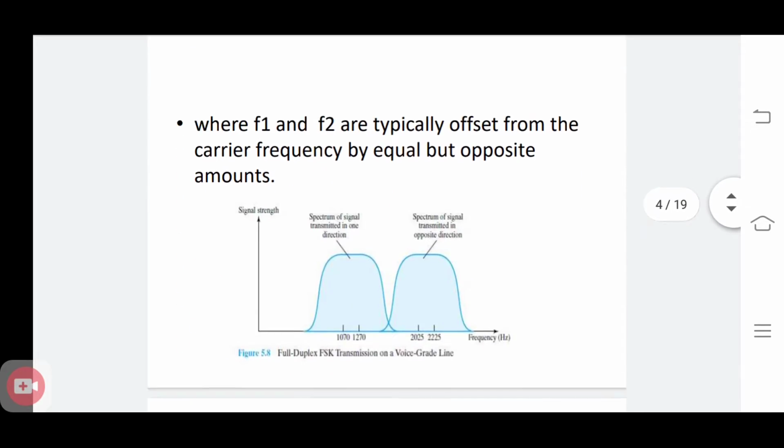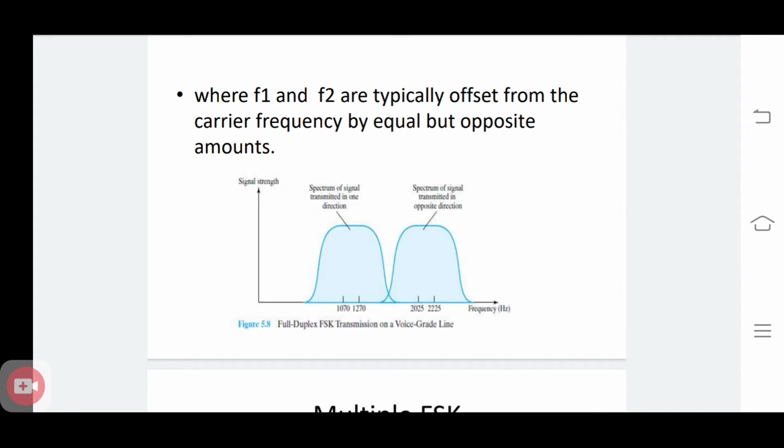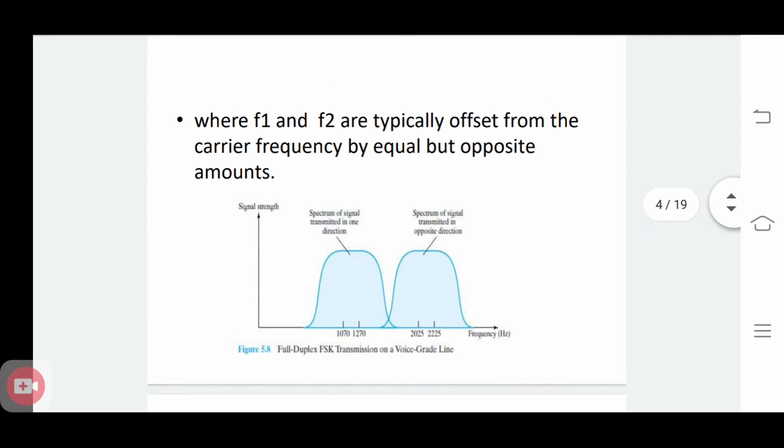And if we are using full duplex FSK transmission on a voice grade line, if we have a graph between signal strength and frequency, we can see a spectrum of the signal that is transmitted in one direction, and also a spectrum of the signal transmitted in the opposite direction. So that can be plotted like this.